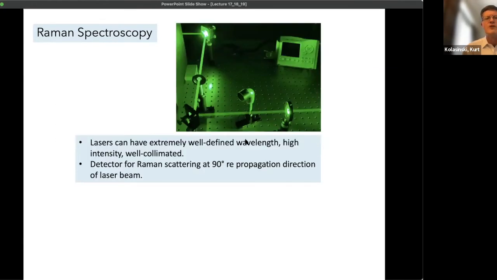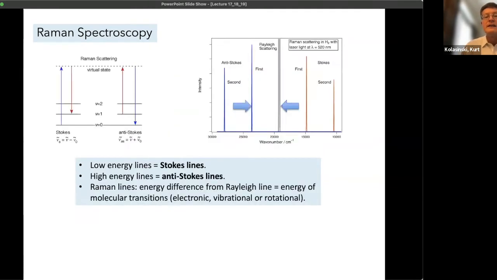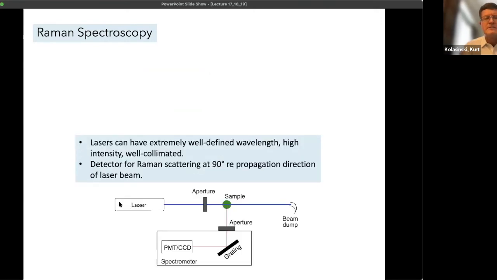Laser beams can have really well-defined wavelengths and really high intensities, and they're really nicely collimated. You can see how well collimated this beam is. In Raman, you don't want to see the Rayleigh line. This line is huge. The intensity is going off scale here compared to these ones. That's not what you want to see. Basically, the way you usually set this up is you have a laser as your source, because you need a well collimated, high intensity, well-defined wavelength source.